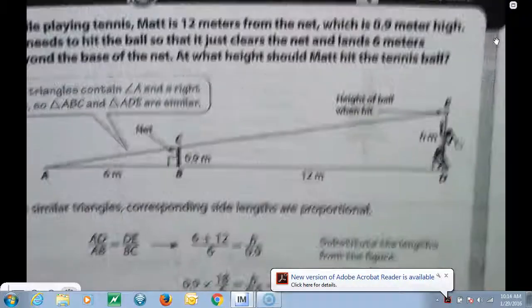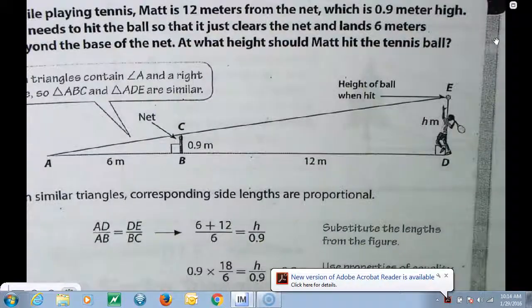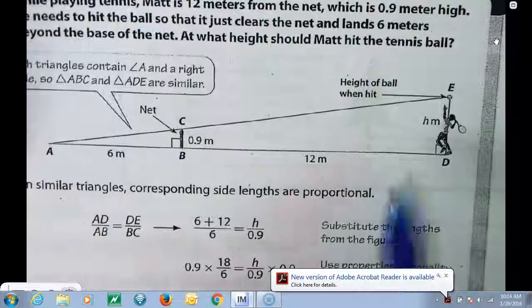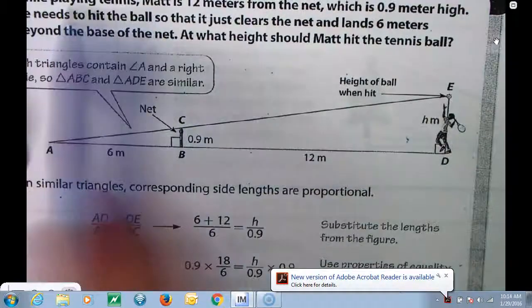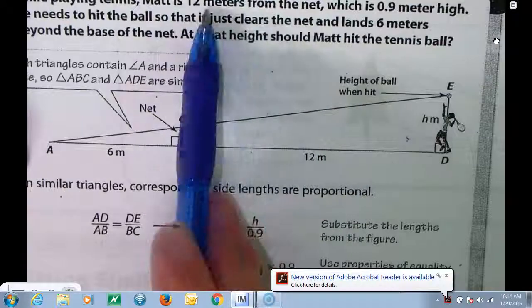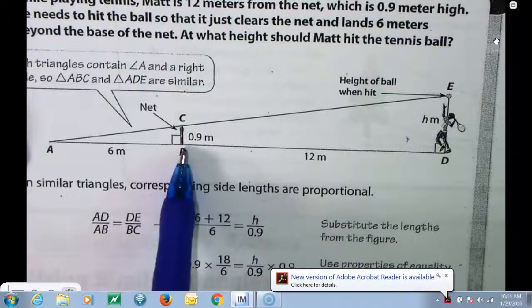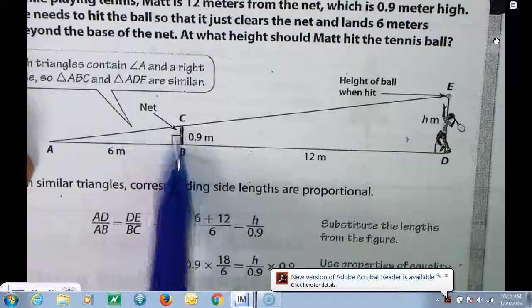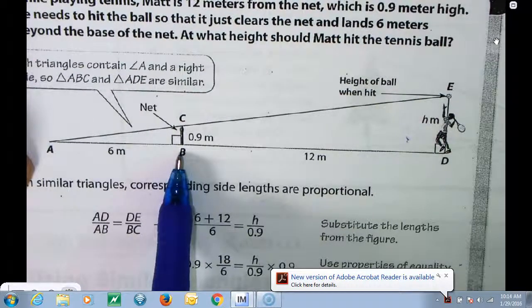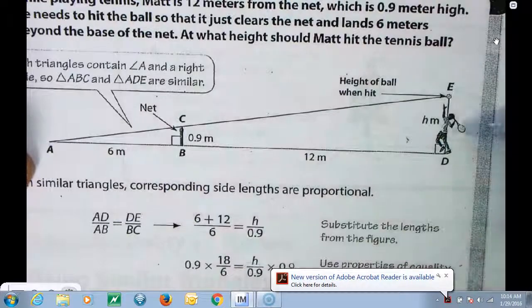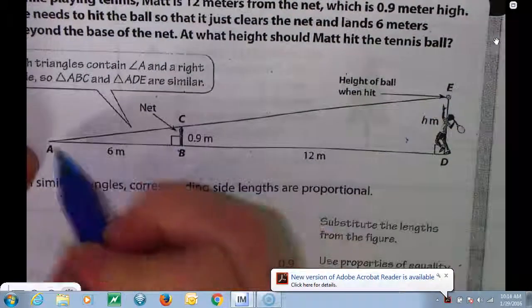Okay, who plays tennis? Anybody in here? Look at Matt. He is playing tennis. He is 12 meters from the net. Here's the net right there. And the net is 0.9 meters high. He needs to hit the ball so that it clears the net and lands 6 meters beyond the net.